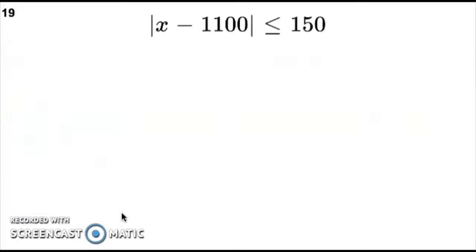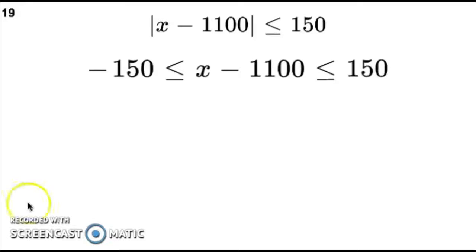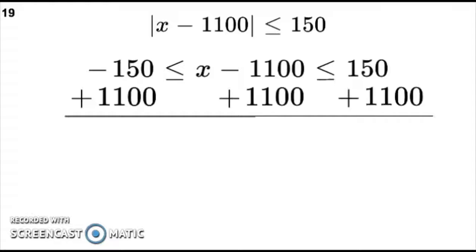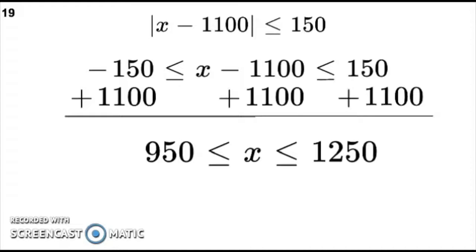Now we solve it. So it's a conjunction because it's a less than. So write it as -150 is less than or equal to x minus 1,100 is less than or equal to 150. So what we actually intake can only vary between 150 and -150. So add 1,100 to both sides. We'll get 950 is less than or equal to x, which is less than or equal to 1,250.